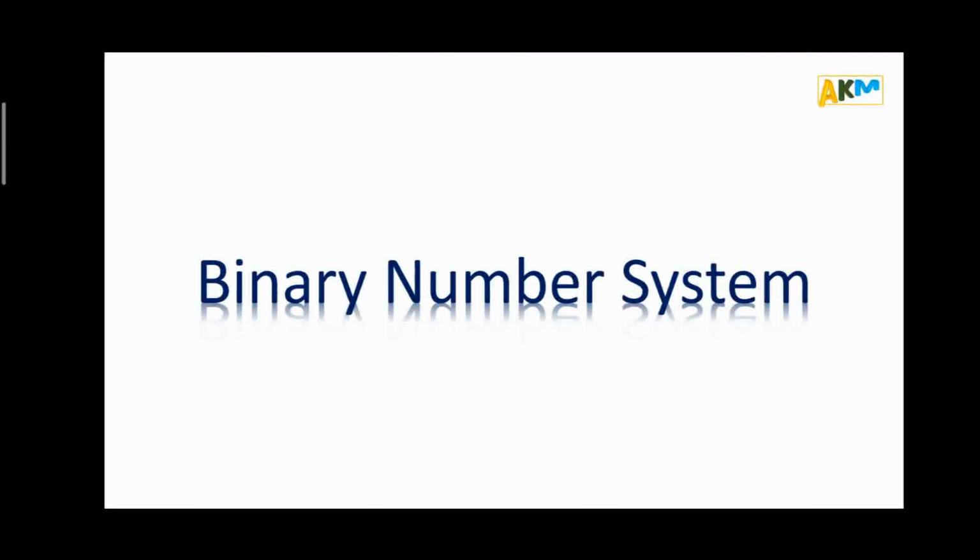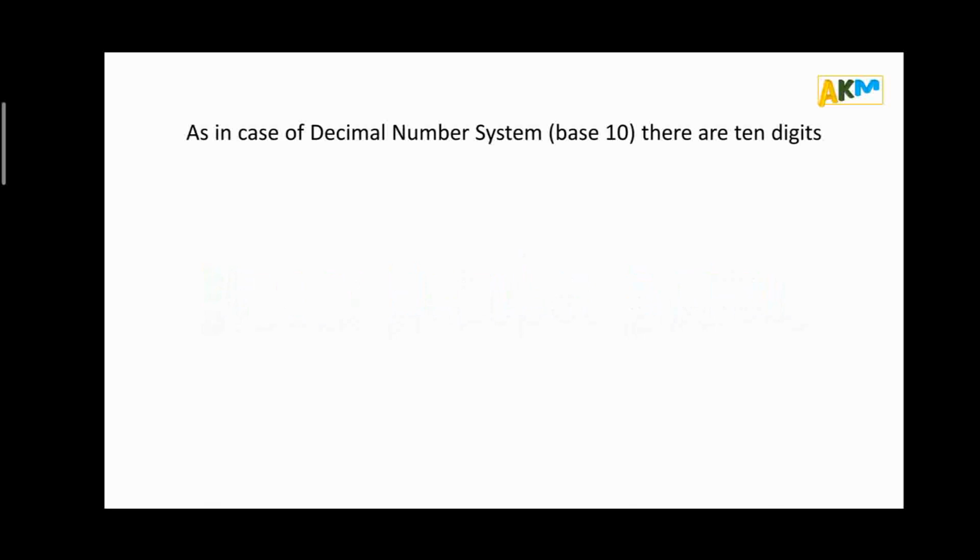Okay friends, before explaining the binary number system, I will give you a glimpse of the decimal number system so that you can understand the binary number system better. In the decimal number system, which is base 10, there are 10 digits: 0, 1, 2, 3, 4, 5, 6, 7, 8 and 9. Why base 10 is used here, I will tell you in the later part of this video.